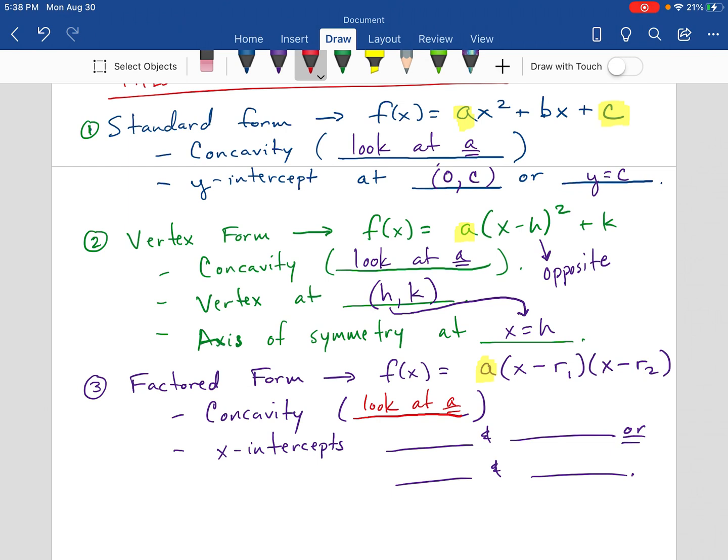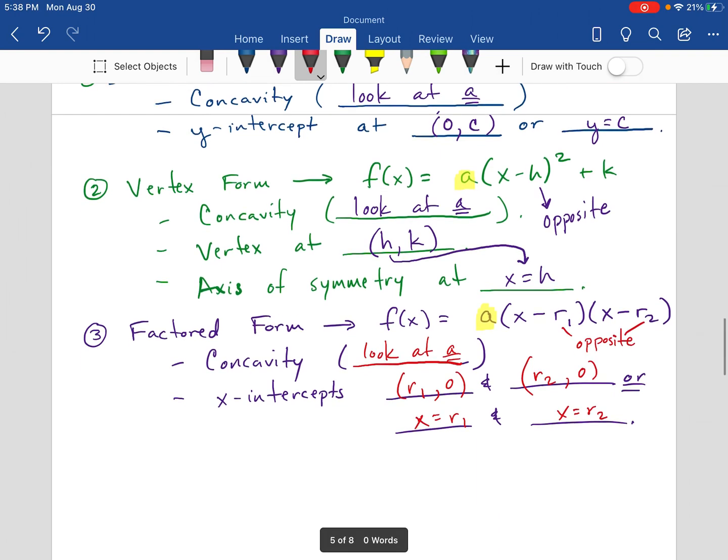The x-intercepts you can write as r1, 0 and r2, 0 as coordinate pairs, or you can write it as x equal to r1 and x equal to r2. It is up to you. Again, because these are in parentheses, you are doing the opposite of those numbers, whatever number it gives you. So you have to remember that.